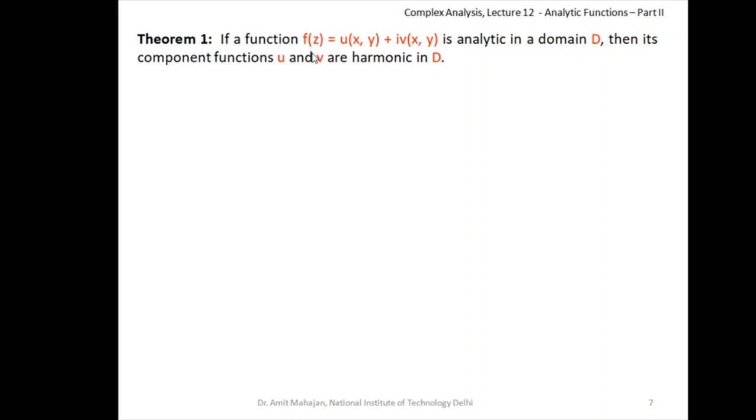iv is analytic in a domain D, then its components u and v are harmonic in D. So it's a very important result which says that if you are given any analytic function, then the real part must be harmonic and the imaginary part must be harmonic. So if you are given any function and asked whether this function is analytic or not, then you must first check that u and v are harmonic. If u and v are not harmonic, then the function cannot be analytic. So we'll just prove this theorem first.